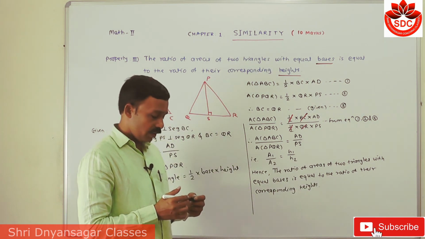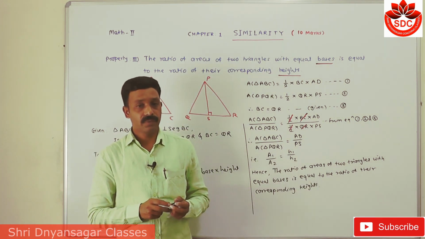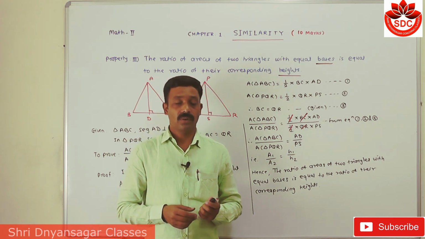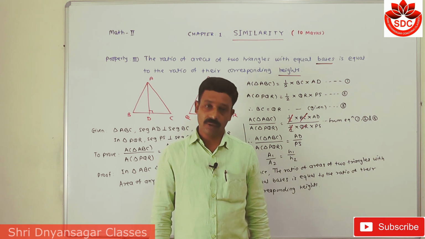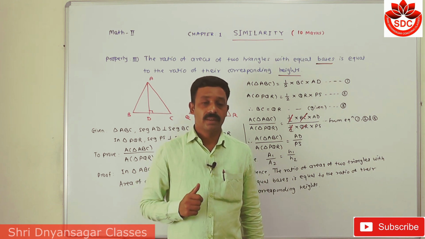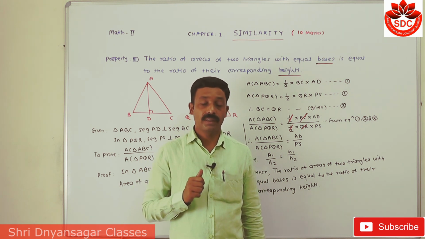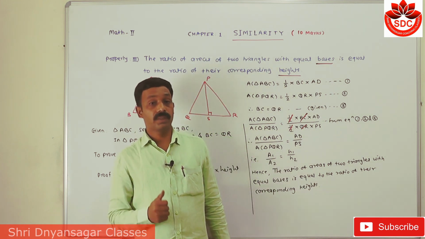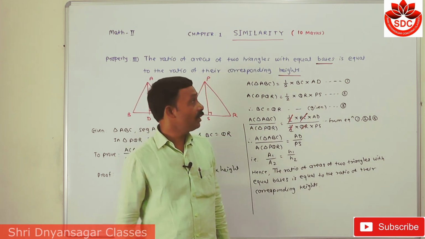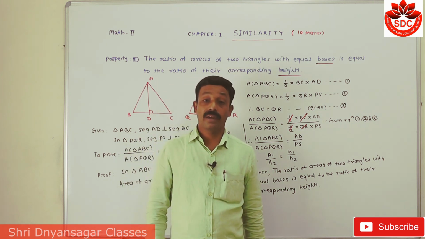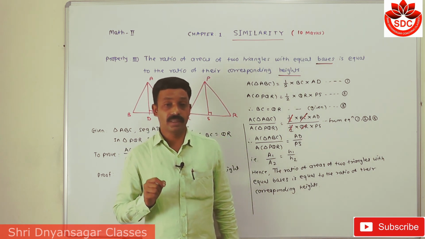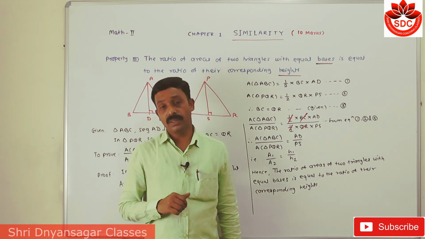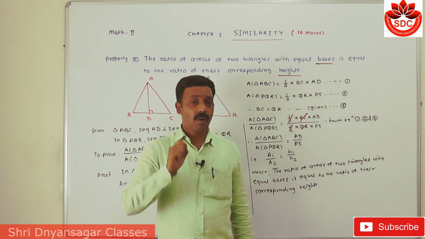Now we have to discuss property first. The ratio of areas of two triangles is equal to the ratio of the products of their base and corresponding height. Second one is the ratio of areas of two triangles with equal heights is equal to the ratio of their corresponding bases. And third one is the ratio of areas of two triangles with equal bases is equal to the ratio of their corresponding heights.